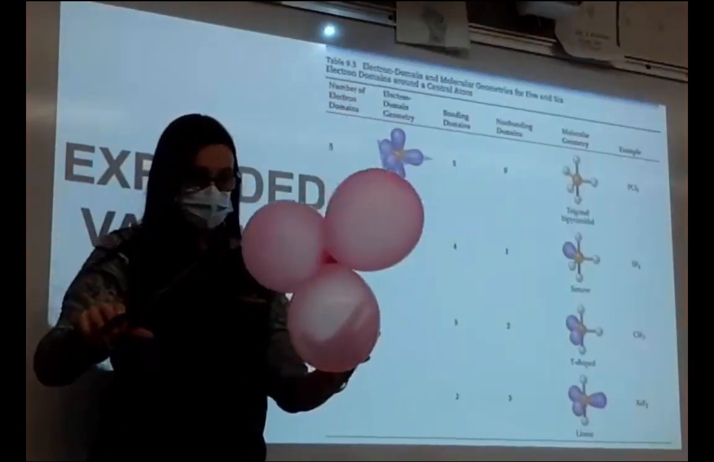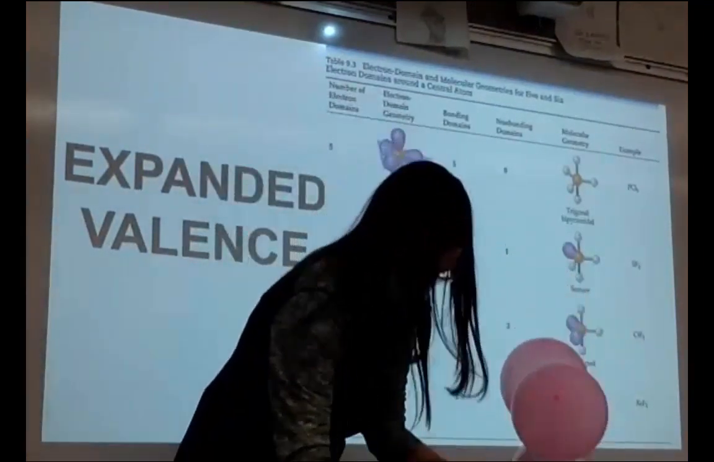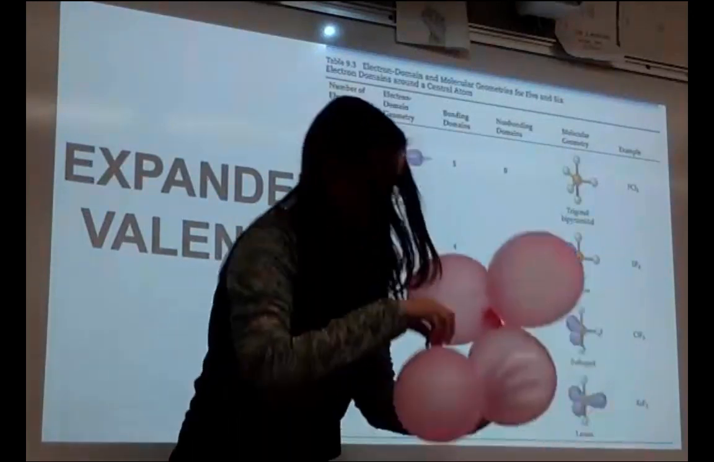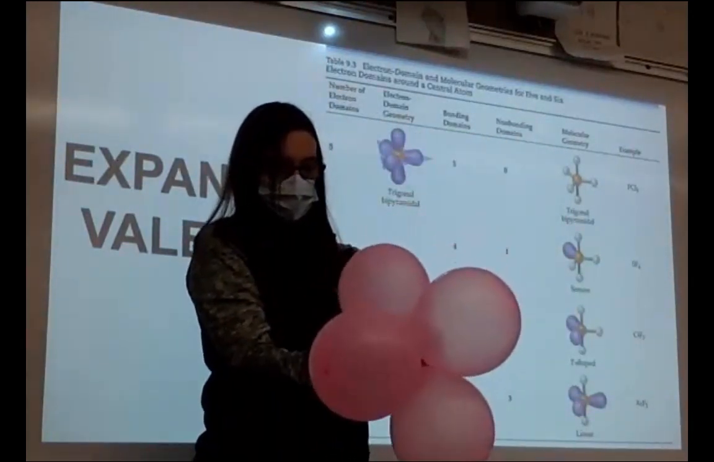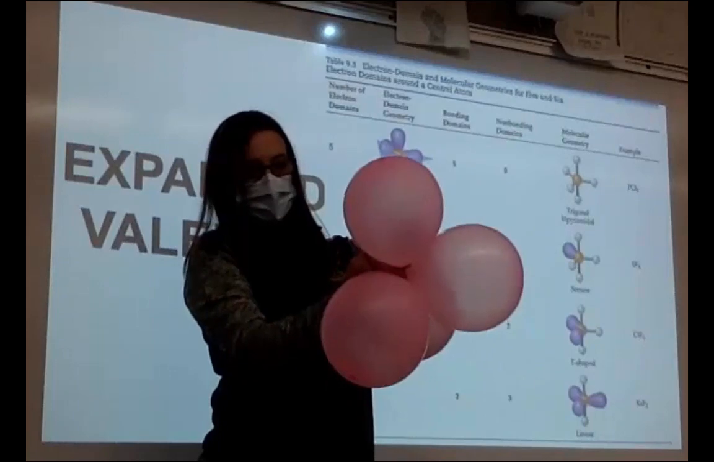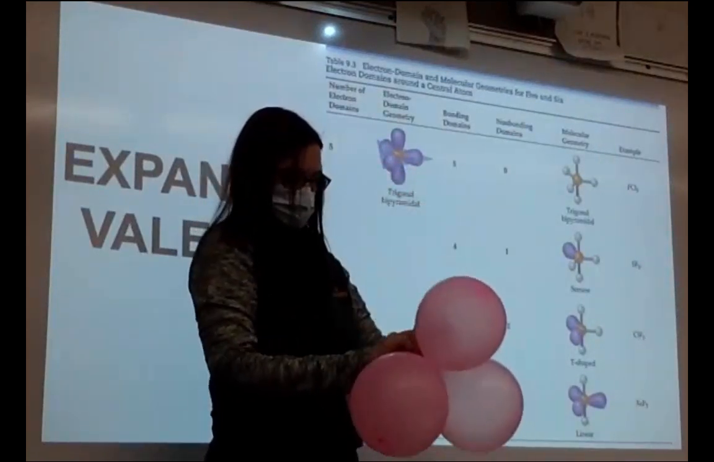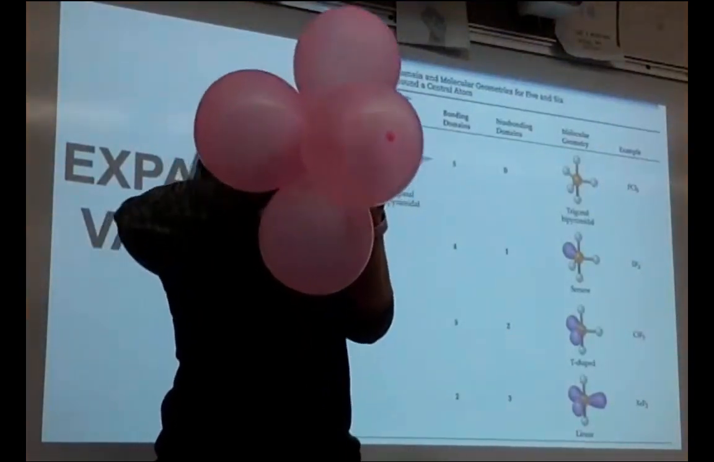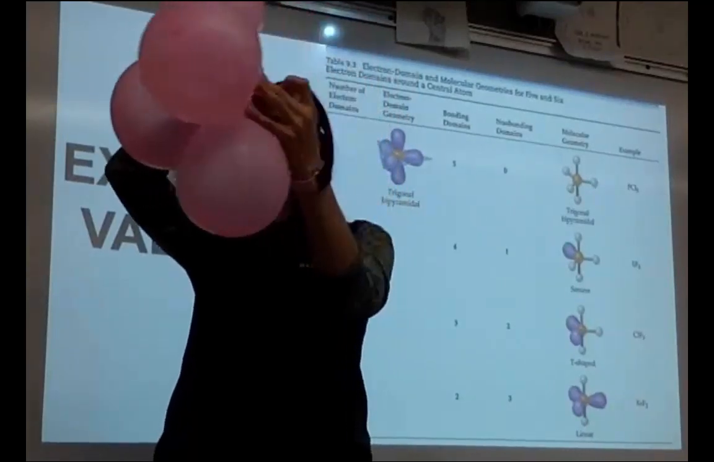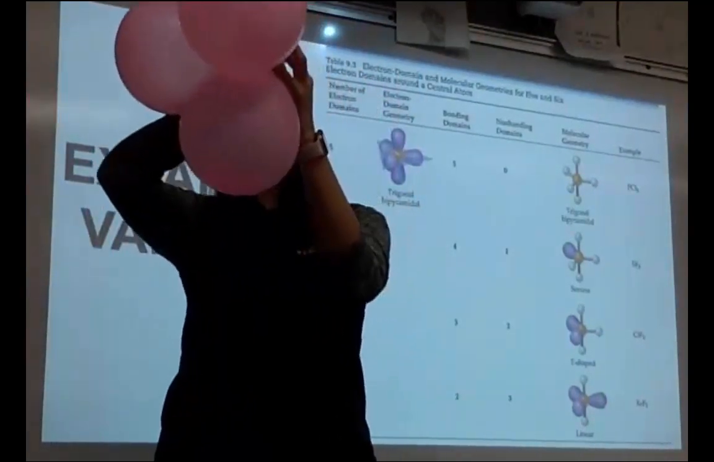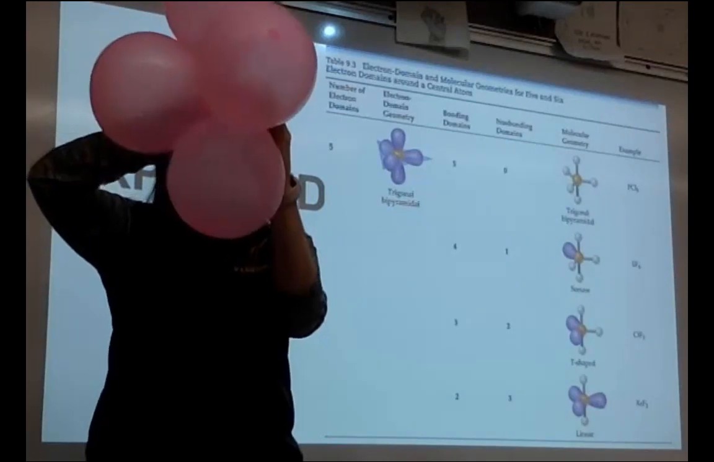Oh man, I lost an angle. Okay, here we go. So, let's try to hold them all together. Now we have a lone pair. So we have a lone pair in the equatorial position. It's right here. So now I have 4 atoms bonded to the central, 1 lone pair.